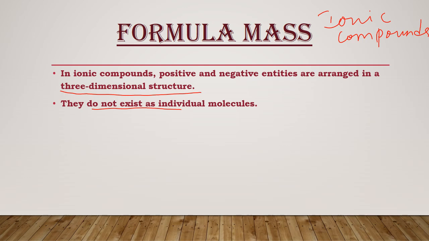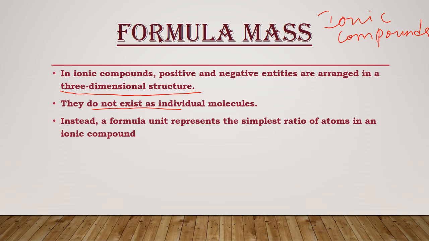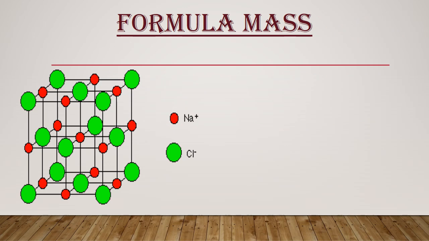Now, for simplicity's sake, to make things easier for us, we write the ionic compounds by taking the simplest ratio of the ions, and we create our own formula that is referred to as formula unit. Take an example, the simplest of all, NaCl. We know in NaCl we have Na plus and Cl minus ions.